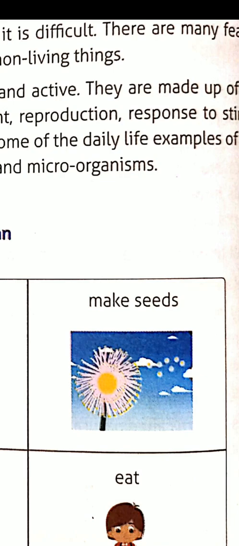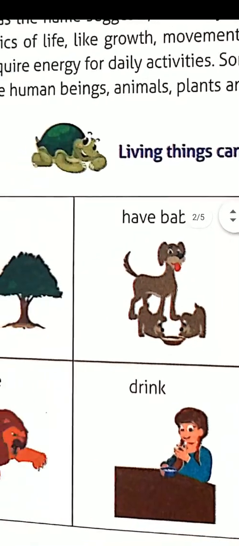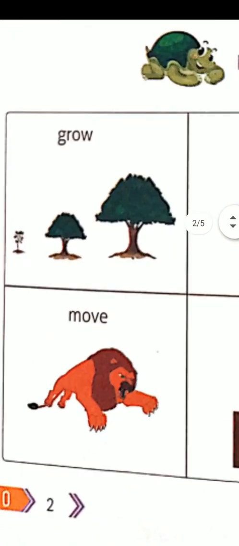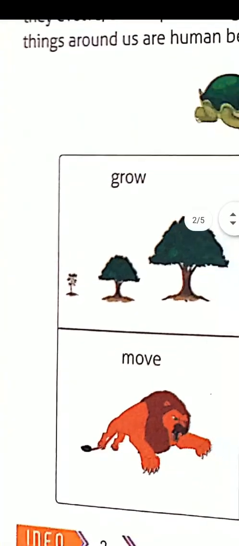This is a classic example for reproduction in plants, okay? In this picture, the lion is jumping. So, we can say that living things are showing movement. Okay, now it is jumping from one place to another. This shows that living things are showing movement.